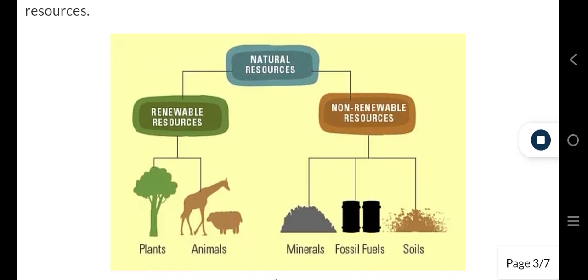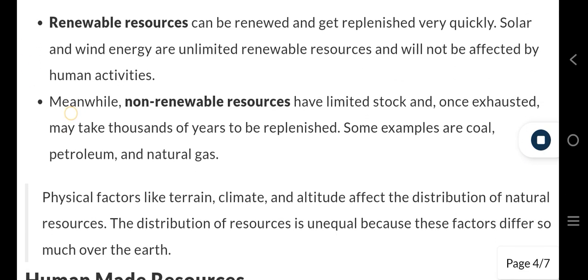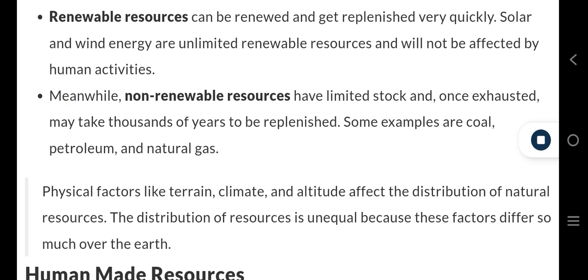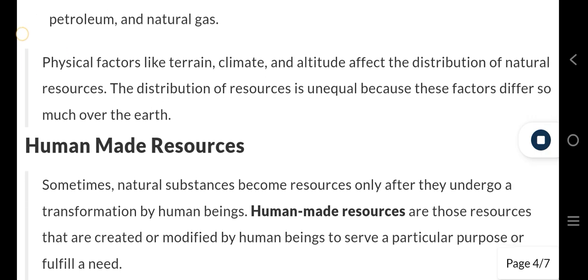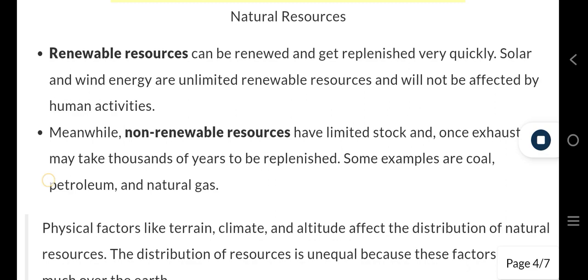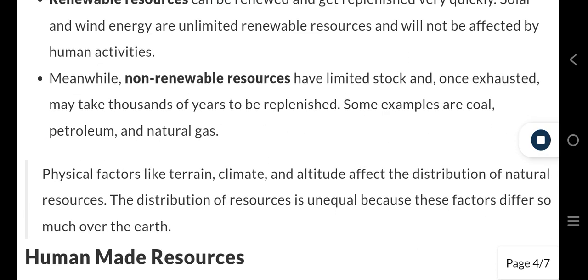Renewable resources can be renewed and get replenished very quickly. Solar and wind energy are unlimited renewable resources and will not be affected by human activities. Meanwhile, non-renewable resources have limited stock and, once exhausted, may take thousands of years to be replenished. Some examples are coal, petroleum, and natural gas. Physical factors like terrain, climate, and altitude affect the distribution of natural resources. The distribution of resources is unequal because these factors differ so much over the earth.